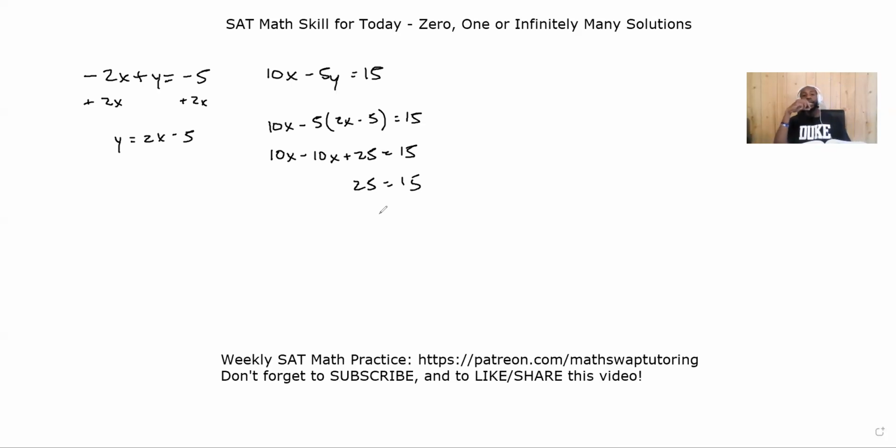This, my friends, is an impossible situation. 25 is never equal to 15. So you automatically know right there. Matter of fact, so it's not mistaken, let's put a red X there. This is the situation where you have no solutions, okay? Because literally this can't be. This can't be, okay? All right. So this is zero solutions.